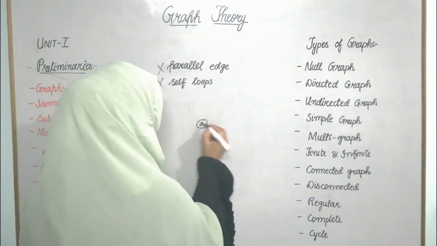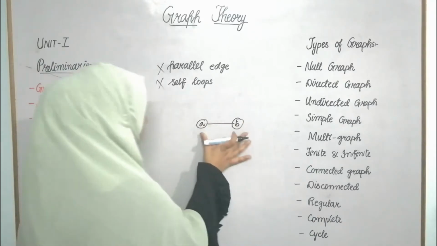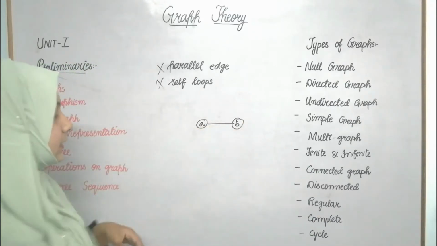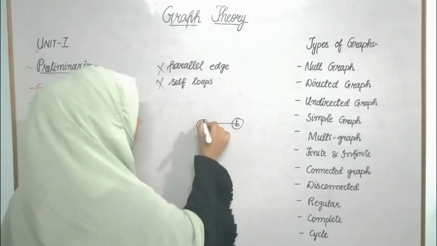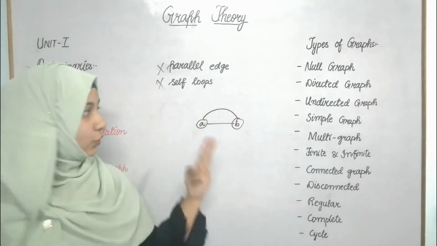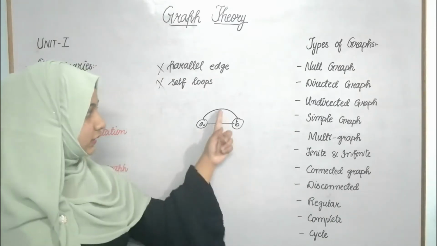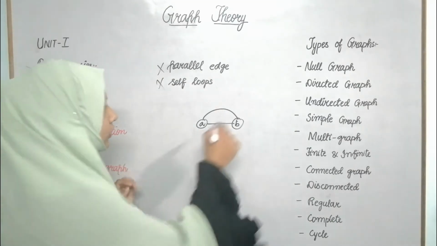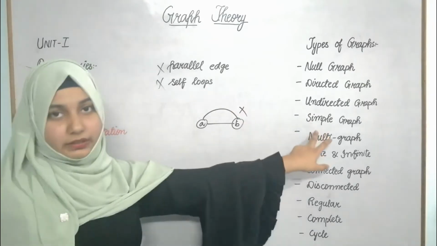Suppose I've got vertices A and B. This is one edge. Suppose I've got one more edge. For the same pair of vertices, I've got two different edges. Get it? So this is a parallel edge. This is not allowed for a simple graph.